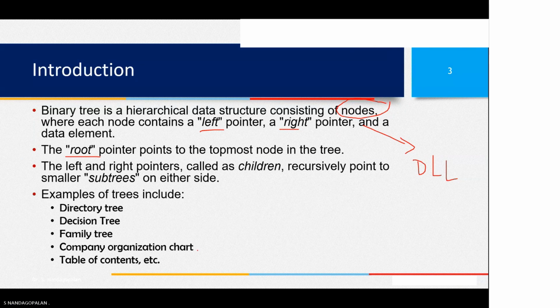Something like a company CEO is the topmost. College principal. We don't have two principals for a college. So we have one root for the entire tree from which you can go.